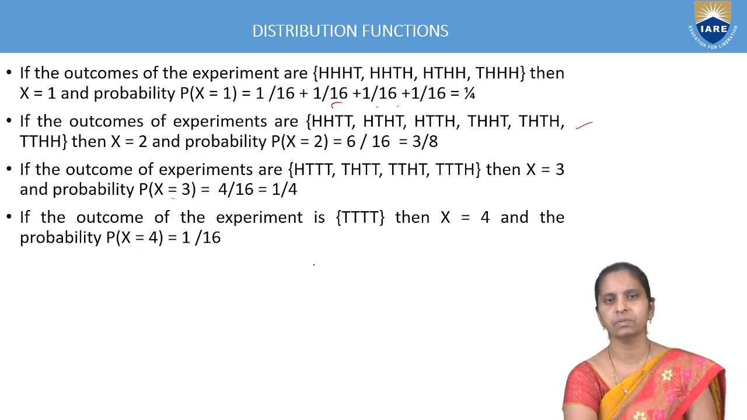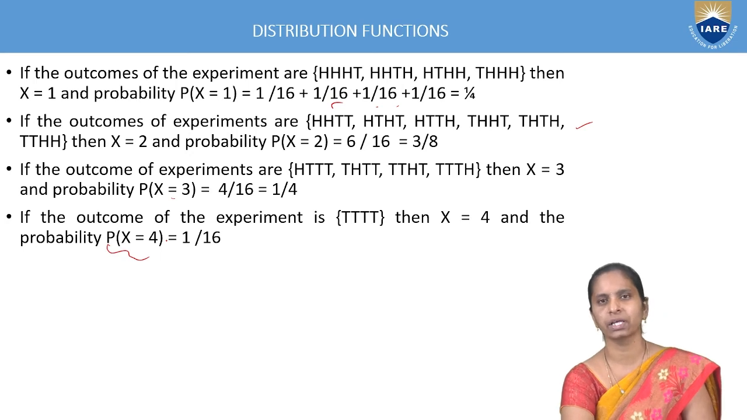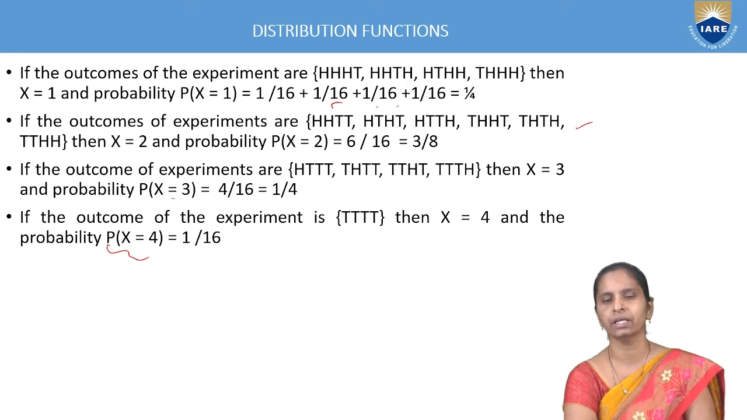And the last value is P of x equals 4. P of x equals 4 is nothing but the probability that the number of tails is equal to 4. That means all the 4 coins are showing tails only. There is only one possibility out of 16 possibilities. Then what is P of x equals 4? That equals 1 by 16.